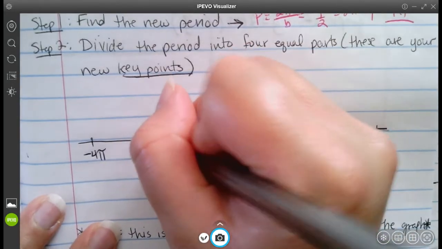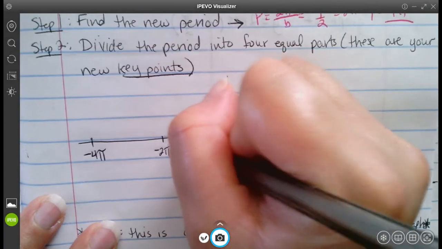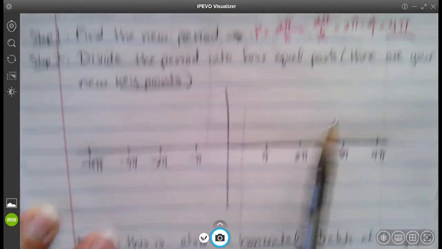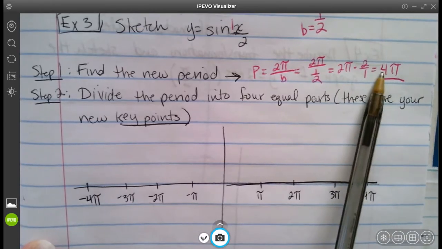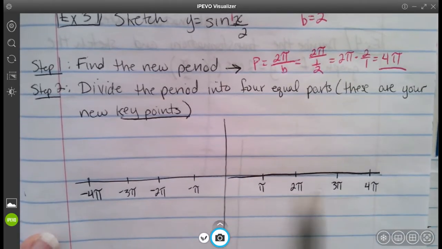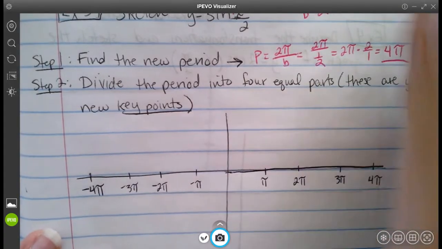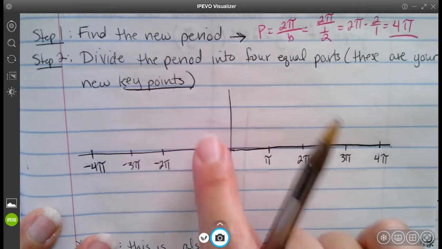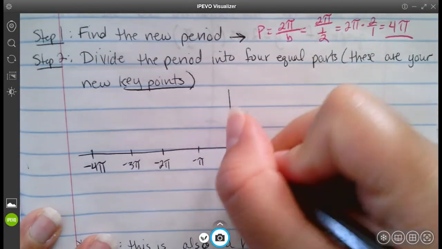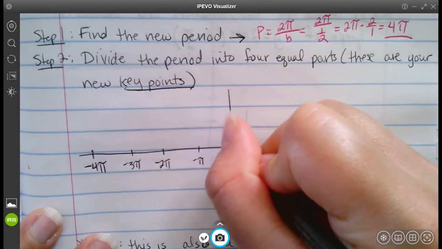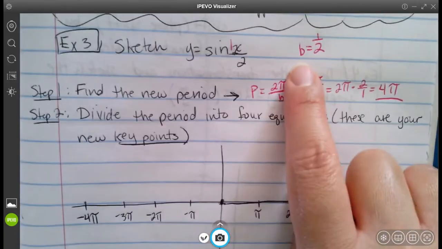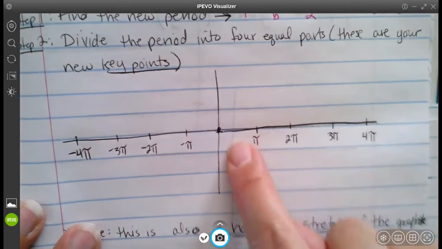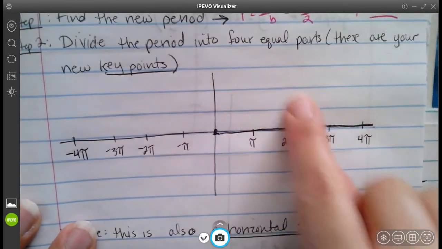We can do the same thing on this side. So negative 2 pi, negative pi, and negative 3 pi. This is why it's important to find the period first, because this will give you your starting point on how to divide these up. Then we're going to use these values to get our key points. So we know that sine always starts here in the center. And since we did this transformation to it, which we'll talk about in just a bit, basically these points become our new key points.